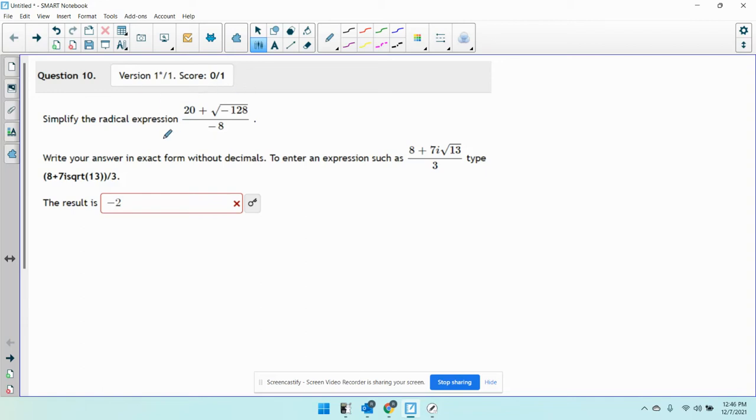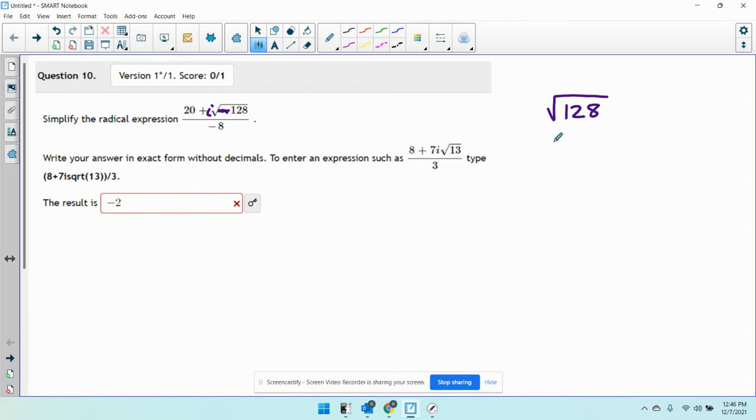Okay, it says simplify this radical expression, write your answer in exact form without decimals. So the first thing we have to look at is this square root of 128. That negative is going to come out, and that's going to be an i out front. We can disregard that for now because the square root of a negative is i, so there will be an i in our answer. So how do I simplify the square root of 128?